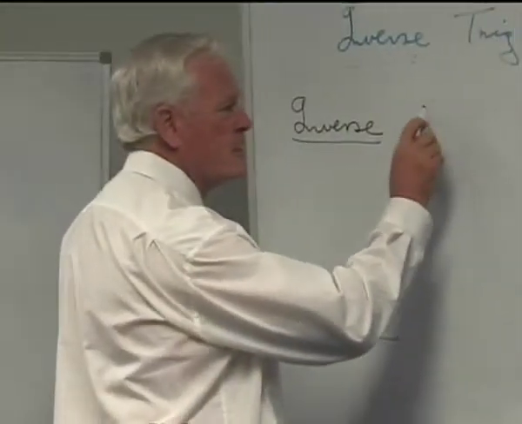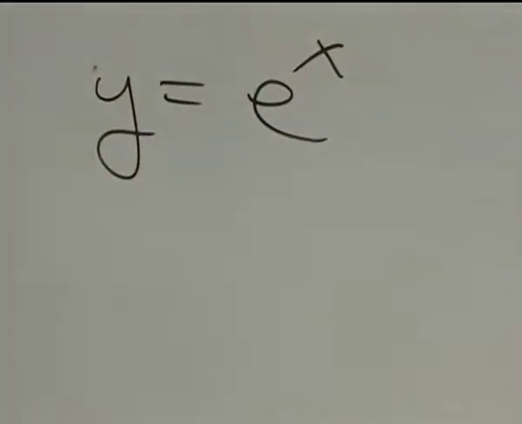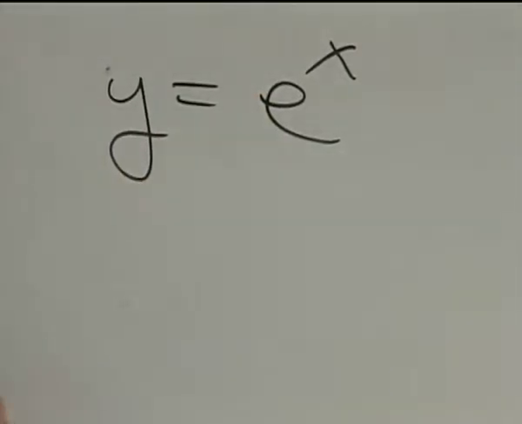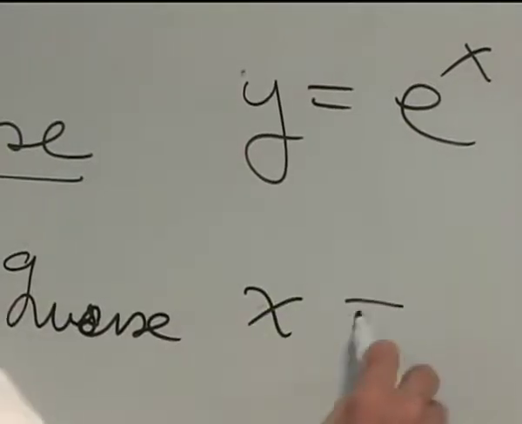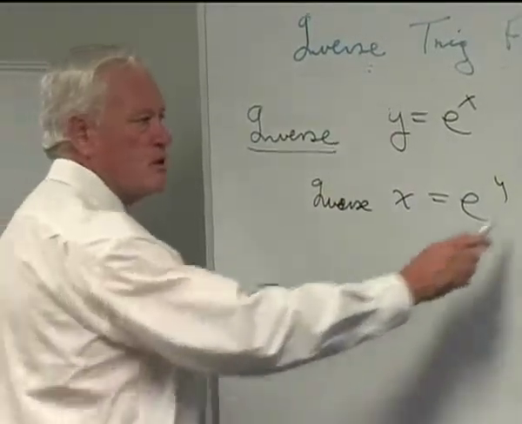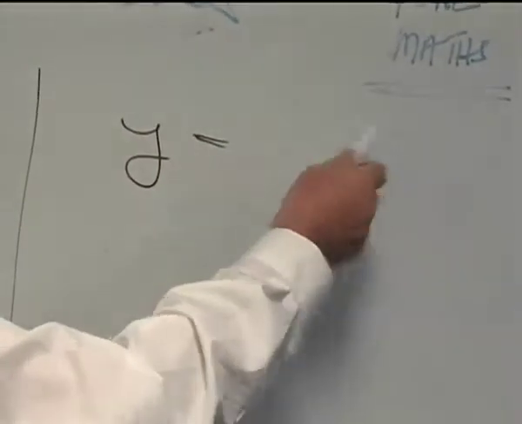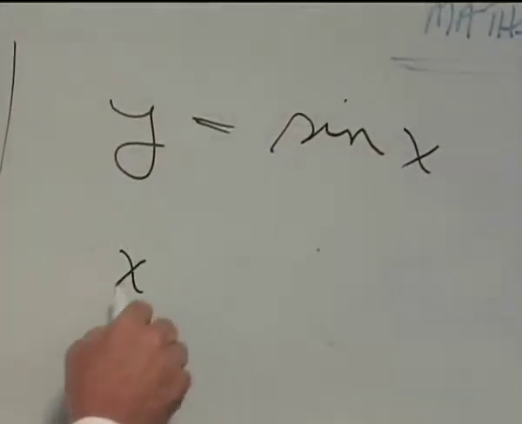An inverse, to give you an example: y equals e to the x, which we know is an exponential, is an increasing curve. The inverse of that function is x equals e to the y. There's an interchanging of the ordered pair: where you see x, you put y. If you took, for example, an easy one, y equals sine x, the inverse of that is x equals sine y.